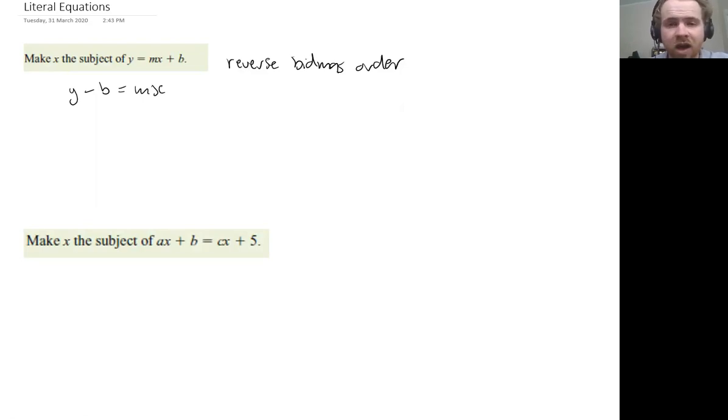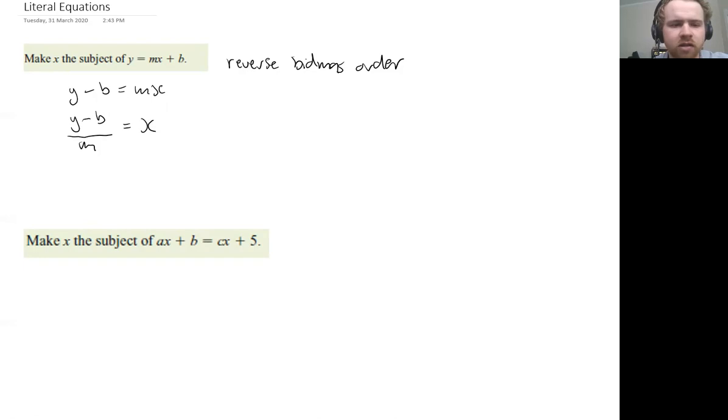We can now divide both sides by m, and we get y minus b, all of that divided by m. Okay, we don't just divide one of those terms by m, we're dividing both sides by m. And then we're just left with x on the other side. So you know you've finished when you've found that pronumeral that you want on its own. So there we finished. Make x the subject. x equals y minus b over m. Okay, so that's a very simple example.